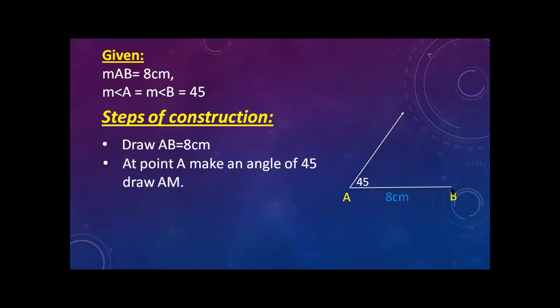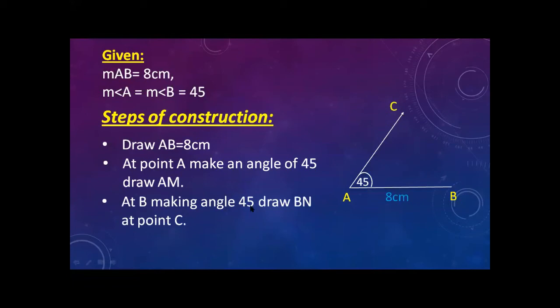Now, put your protractor on point B. This is point C. It is understood that the third point is always C. Now put your protractor on point B. Again, make an angle of 45-degree. At point B, making an angle of 45-degree.